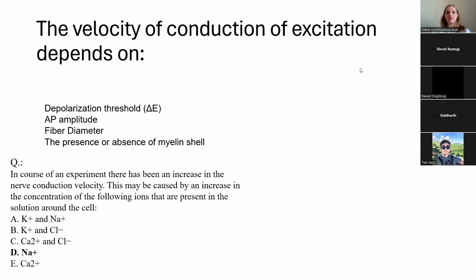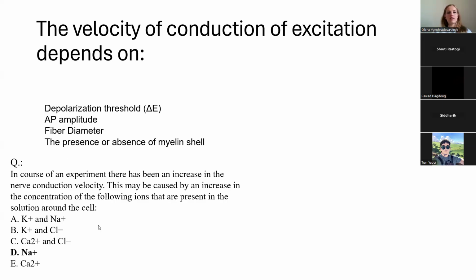The velocity of conduction of the excitation depends on depolarization threshold, action potential amplitude, diameter of nerve fiber, and presence or absence of myelin. The larger the diameter, the faster the signal. If myelin is present, the signal is faster. The lower the threshold level, the faster the signal. The bigger the action potential amplitude, the faster the signal.